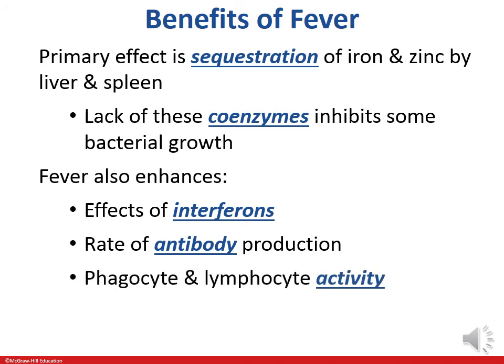Phagocytes and lymphocytes that are having to be made in the bone marrow in response to inflammation and other types of recruitment activities. Those cells are going to be not only made faster, but they're going to be able to do their jobs faster. And tissue repair will be more efficient.